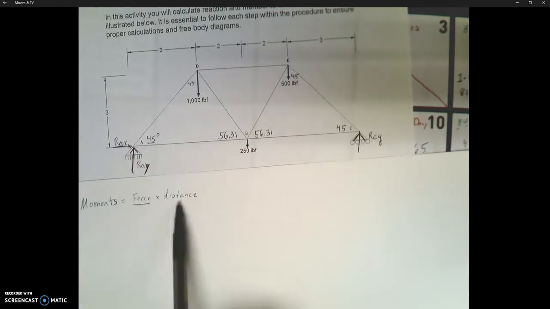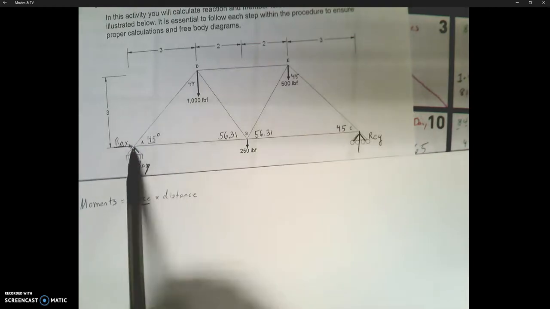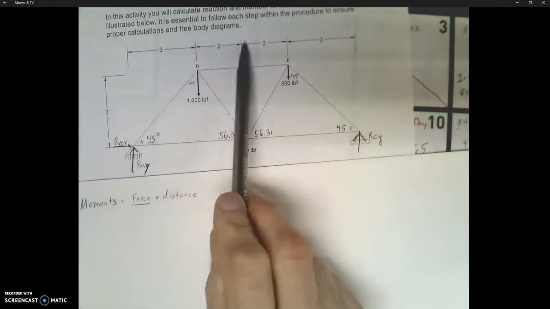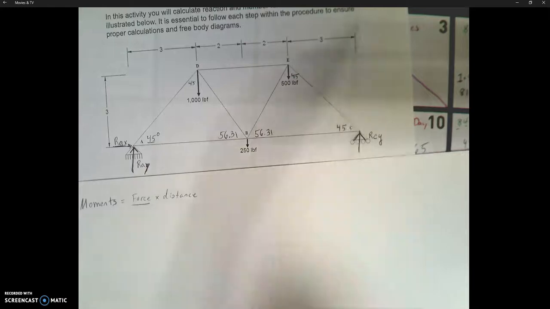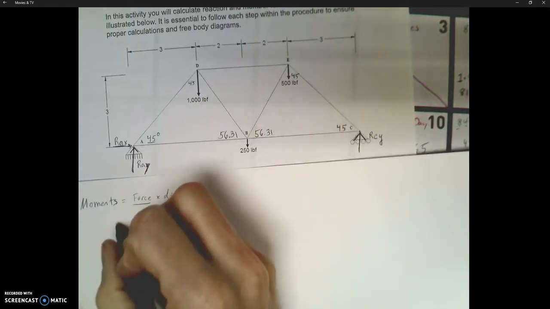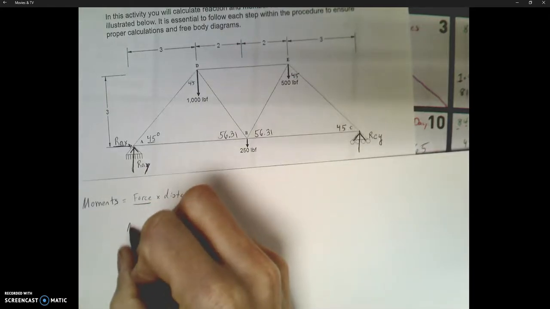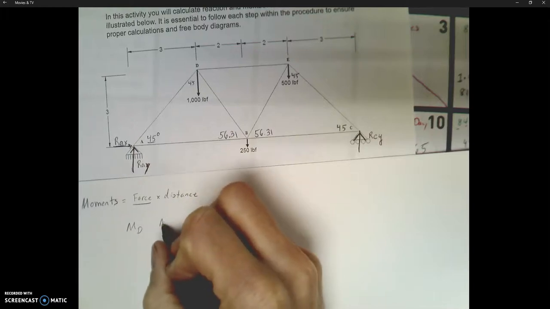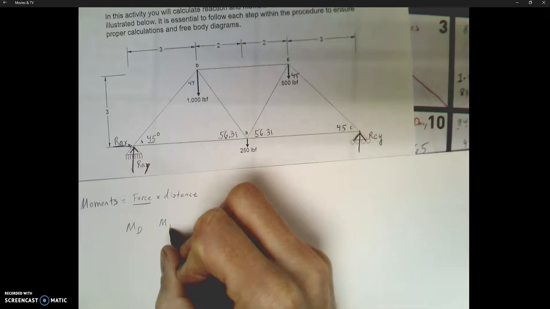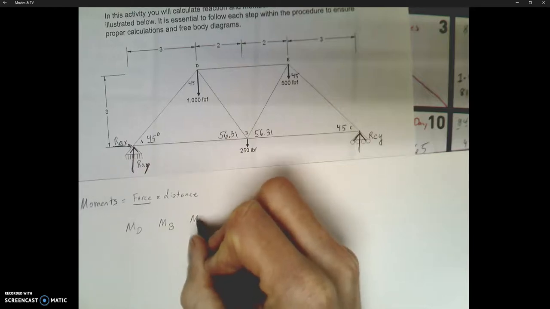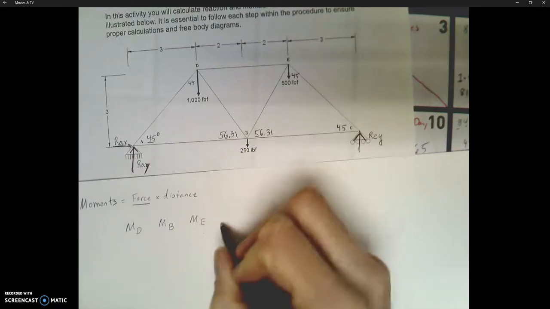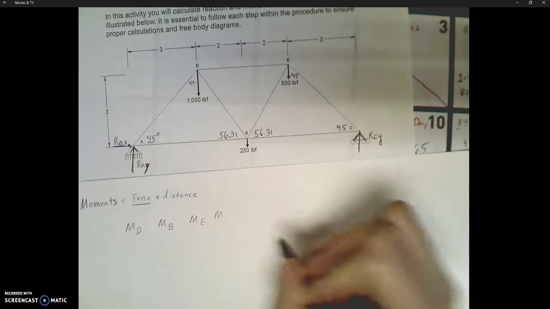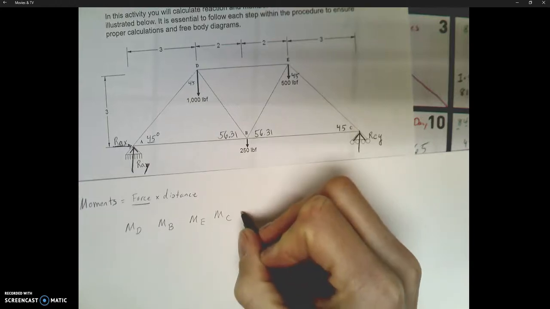So then we got a whole bunch of different forces. We've got the 1,000 pound, the 250 pound, and then the 500 pound, and then we're looking at distances from the rotation. We're going to use pin A as that rotation. So we're going to look at a moment at D because there's a force there. We're going to look at a moment at B because there's a force there. We're going to look at a moment at E because there's a force. And we're going to look at a moment at C because A is our pivot point.